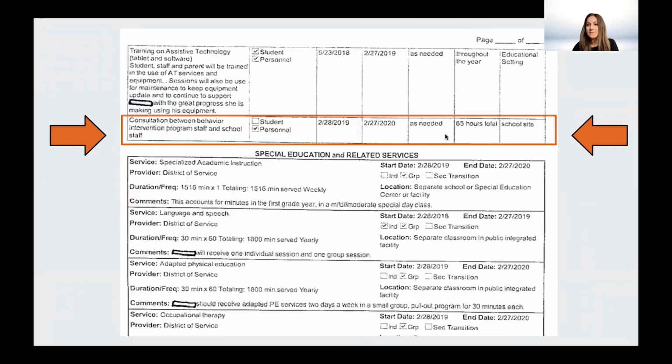And this is another example of this service where it's consultation between the behavior intervention program staff and the school staff. And it tells you that it's delivered to the personnel with a start date, end date, and a total of hours at the school site.